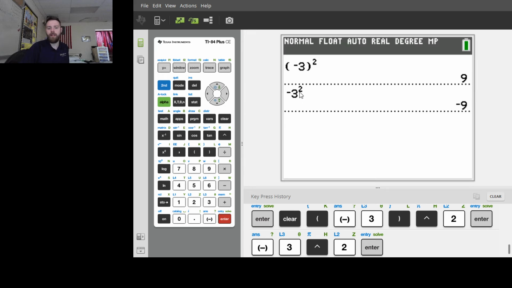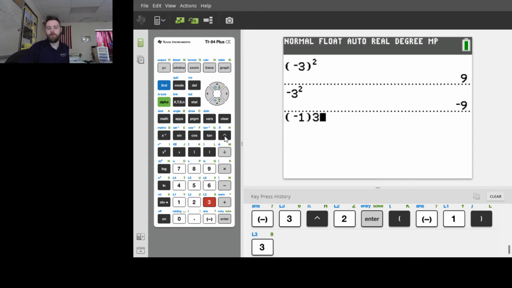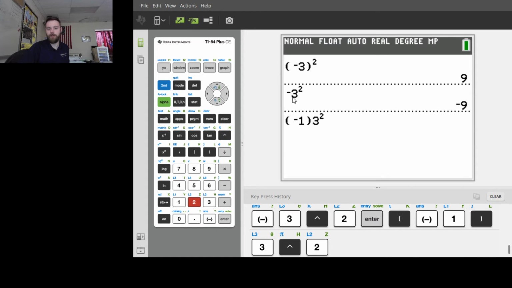What happens is the calculator thinks the only number you're squaring is the 3. The negative just comes along for the ride. So it's like saying, and you'll get the same answer in fact, it's like saying there's a -1 out front and then you're multiplying it by 3 squared. Whenever you type -3 to the second power, this is what it's going to interpret it as: -1 times 3 squared.